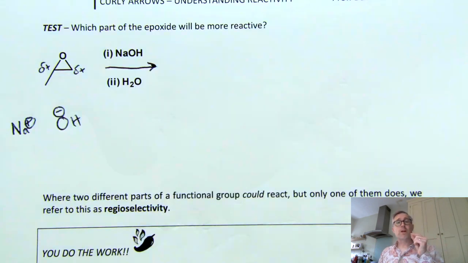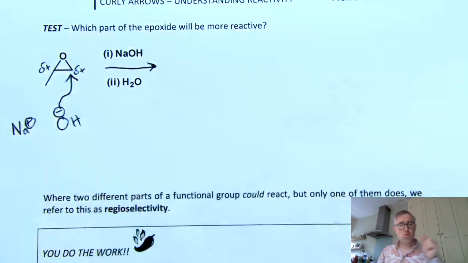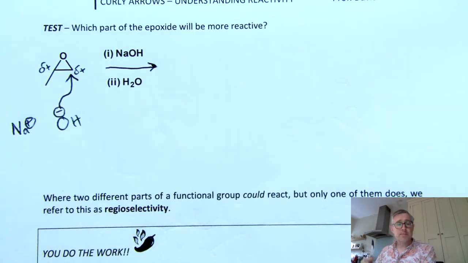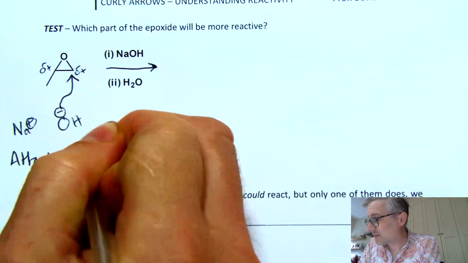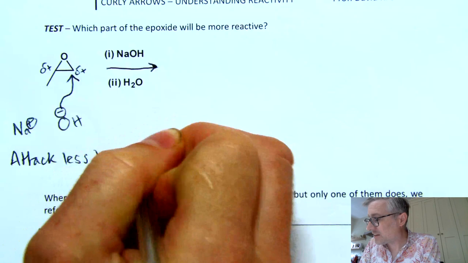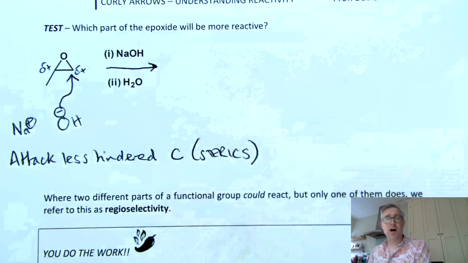So, what I'm hoping you said, the right answer is that it will attack the one on the right. Why will it do that? This is the first time we've had really a choice. So what kind of factors decide the choice? Well, firstly, it likes the one on the right because it's less sterically hindered. So you attack the less hindered carbon. The nucleophile can get in. This is what we call a steric argument.